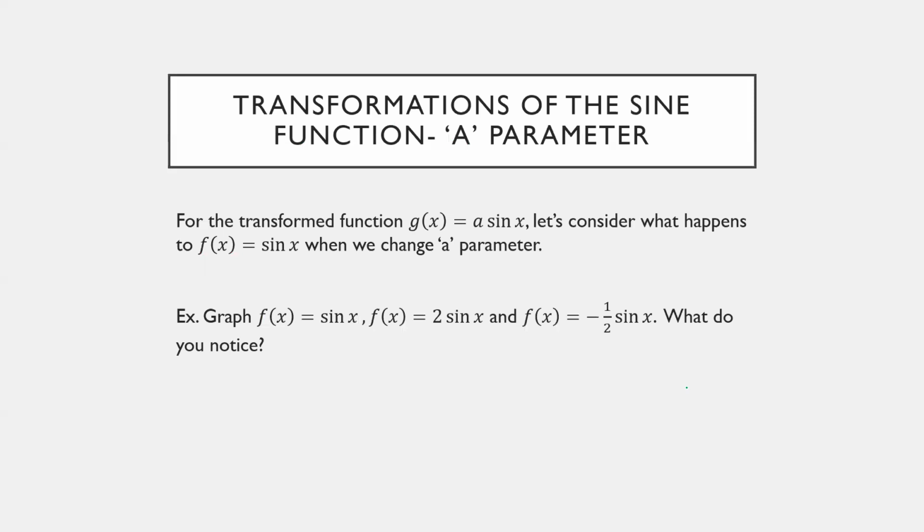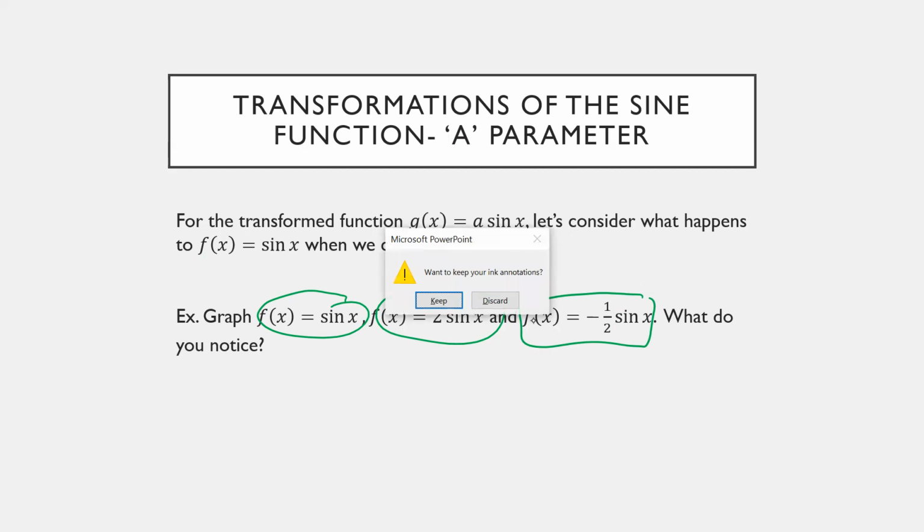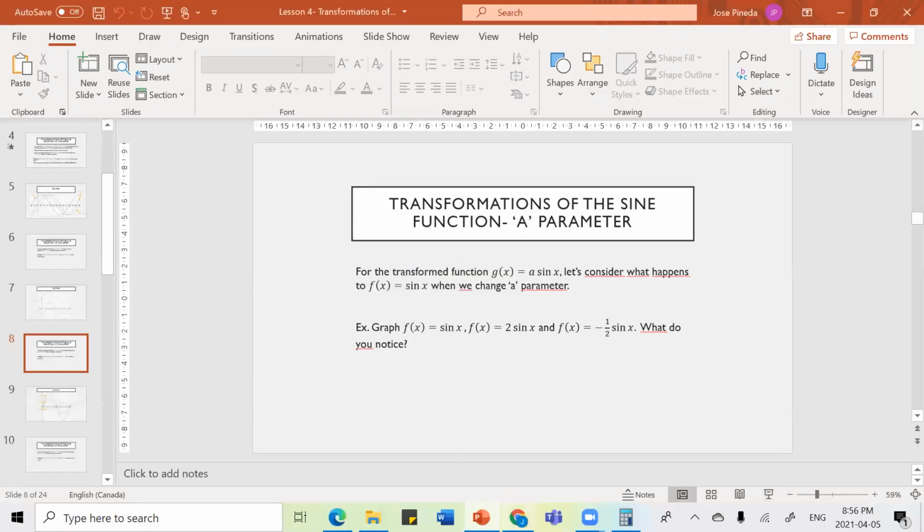Let's look at what happens with the A parameter. For this one, we're going to graph sine x, sine of 2x, 2 times sine x, and then -1/2 sine x. So let's see what the graphs of these functions look like by doing our table values. We know how to do our table values here.